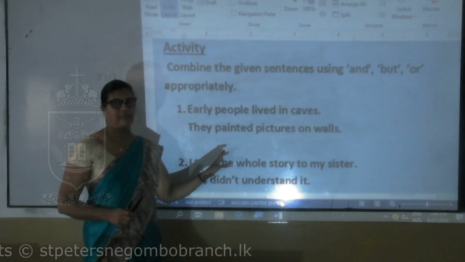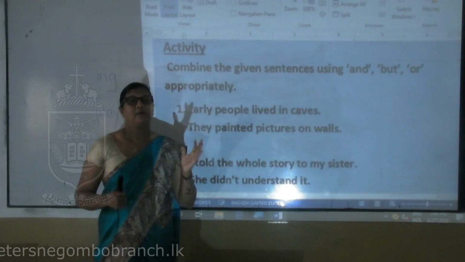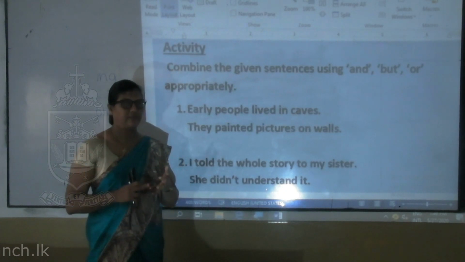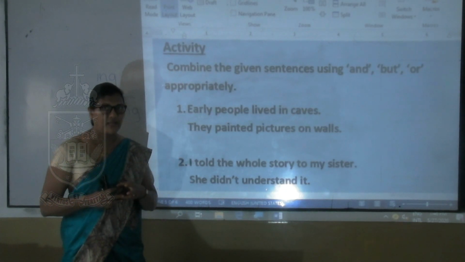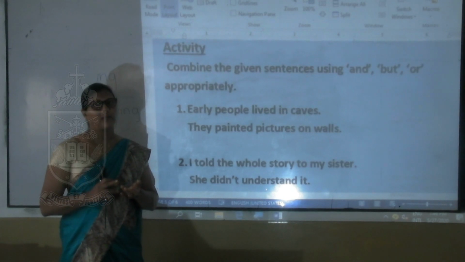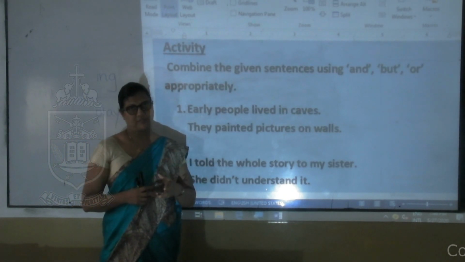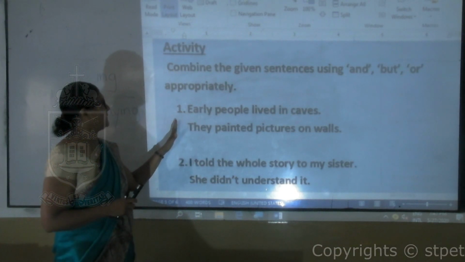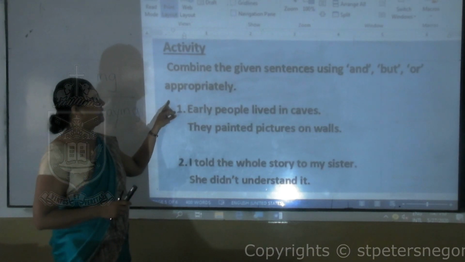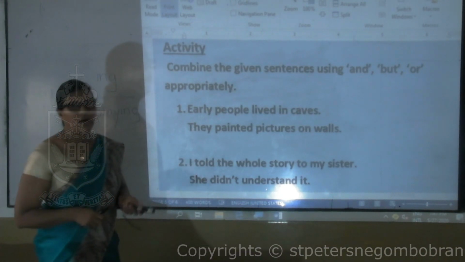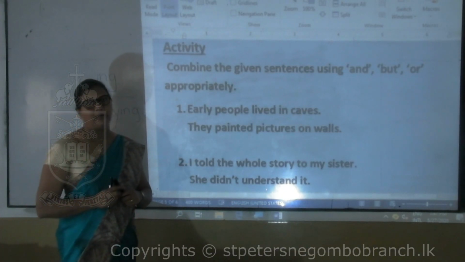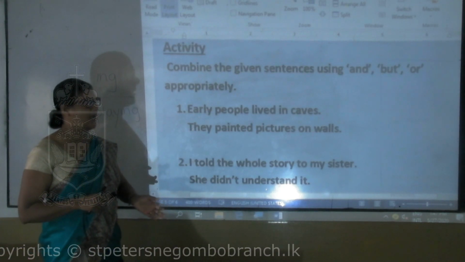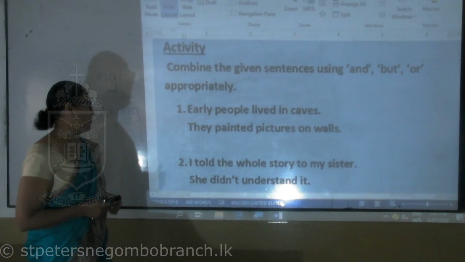Okay, now you can remember. I will repeat. "And" we use for matching ideas. The word "but" we use for contrasting ideas. The word "or" we use for options, to show options. Right, now try these activities. It says combine the given words using and, but, or appropriately in a suitable way. We have to think whether I use "and" or "but" or the word "or".